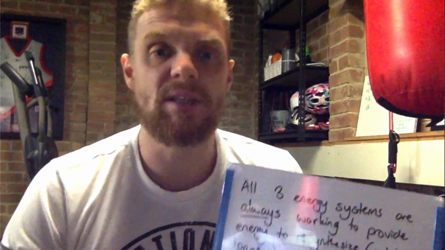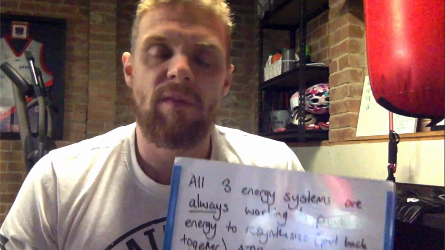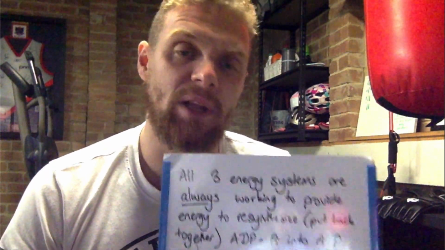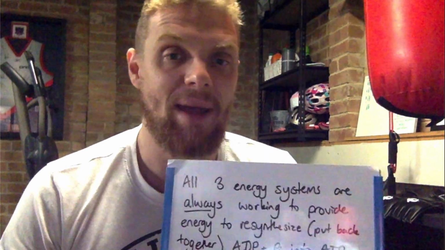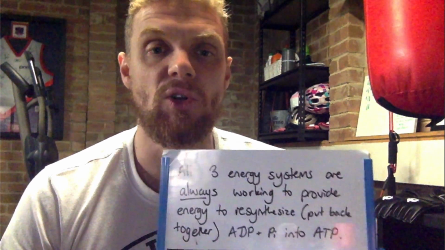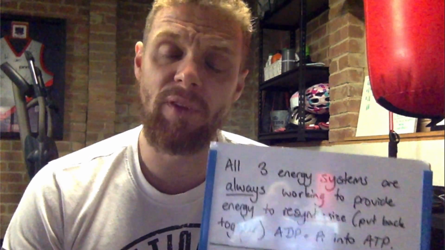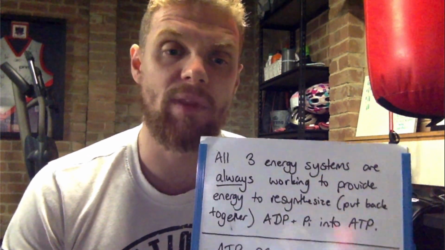So if we want to continue to run, swim, cycle, jog, sprint, then we need to put ADP and P back together. We need to replace that lost energy and make it ATP again so we can use that bond, break it off, and use the energy. And hopefully by this stage you're starting to understand what that means.